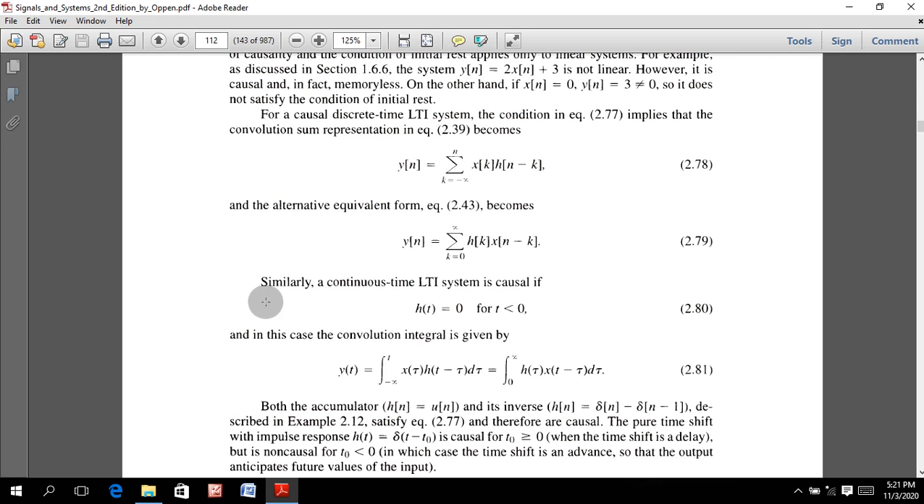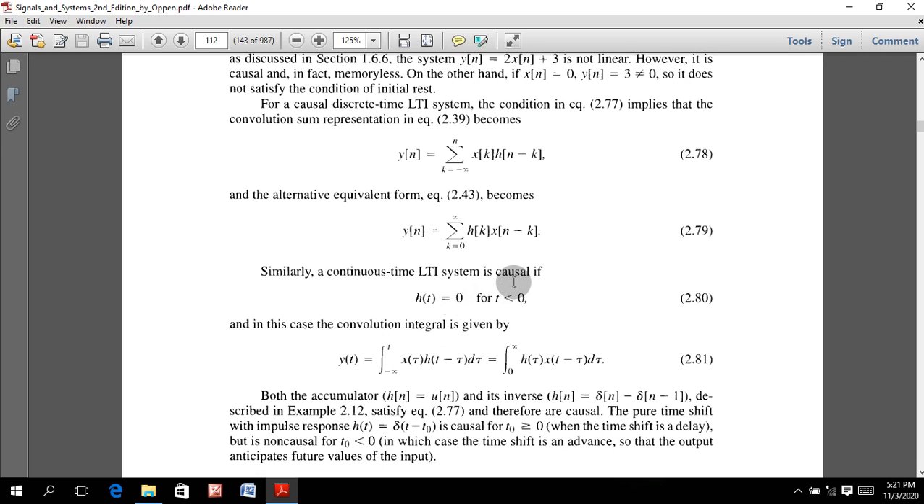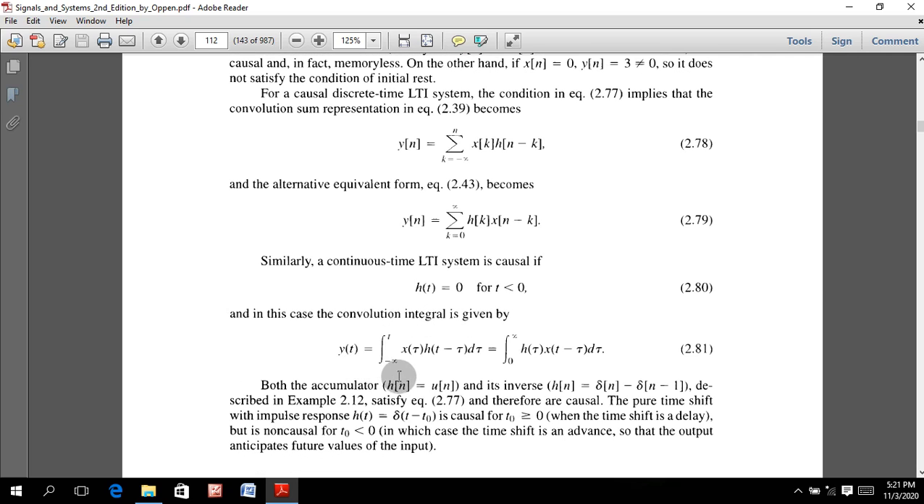Similarly, a continuous time LTI system is causal if h of t is equal to 0 for t less than 0, and in this case the convolution integral is given by y of t is equal to the integral from minus infinity to t of x of tau into h of t minus tau d tau, which is equal to the integral from 0 to infinity of h of tau into x of t minus tau. For a causal system, the value should be between 0 to infinity, and no non-zero element will be found when we are talking about negative integers.